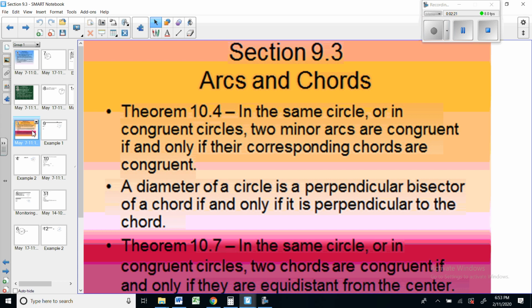Okay, again, we'll pause the presentation at this point in order to allow the students to copy the definitions.